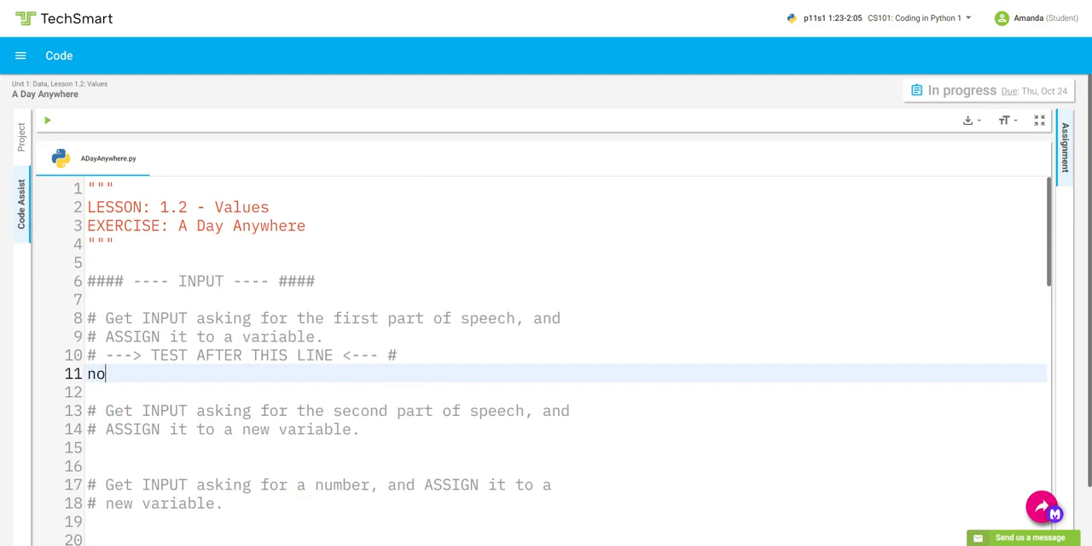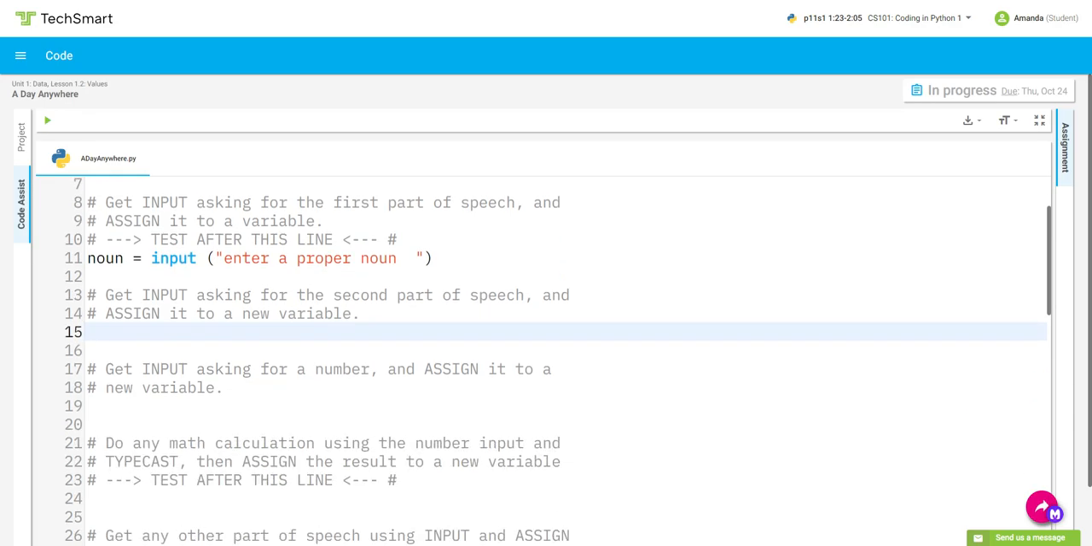Okay, so I'm going to go noun equals input. Enter a proper noun. What the heck is a proper noun? It's like a person's name or a specific place. Okay? It might be easier to do this if we write out our story ahead of time and think about all the parts that we need. Get input asking for a second part of speech. So I'm going to say verb equals input.